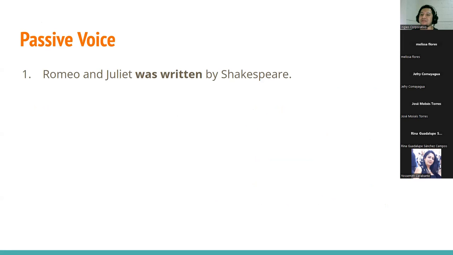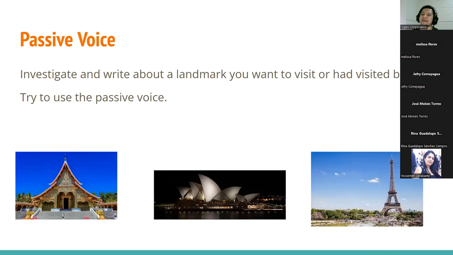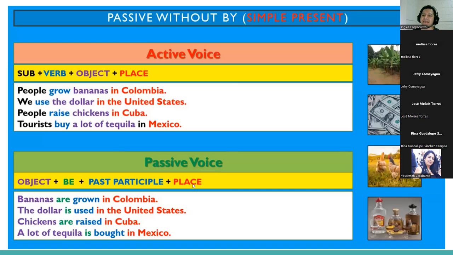Very good, perfect. Romeo and Juliet was written by Shakespeare. That's correct. Teacher, I have a question. Yes. Why in this case we use written and not wrote? Do you remember the formula of passive voice? It says object, be, and past participle. What is the past participle of write?